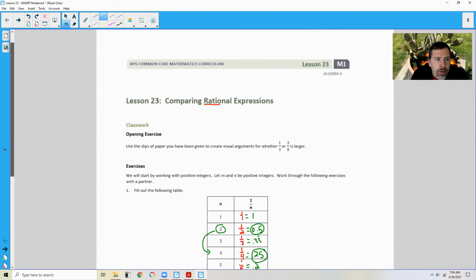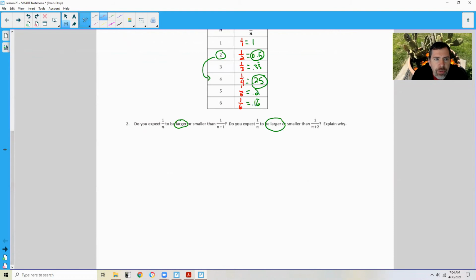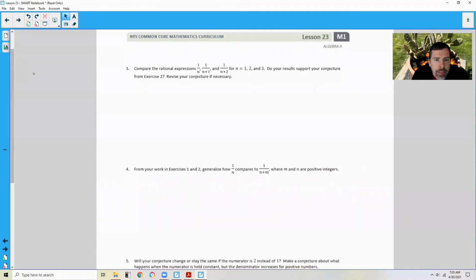So let's go back to our conjecture, because I know I made a mistake where I circled something. 1 over n is going to be, no, that's right. It's going to be larger. It was smaller. 1 over n is larger than 1 over n plus 1. Let's say n is 2. n plus 1 would be 3. 1/2 is greater than 1/3, and so on. So 1 over n is definitely going to be larger than 1 over n plus 2. So there's our conjecture. As the denominator gets bigger, the number gets smaller. That's our conjecture.